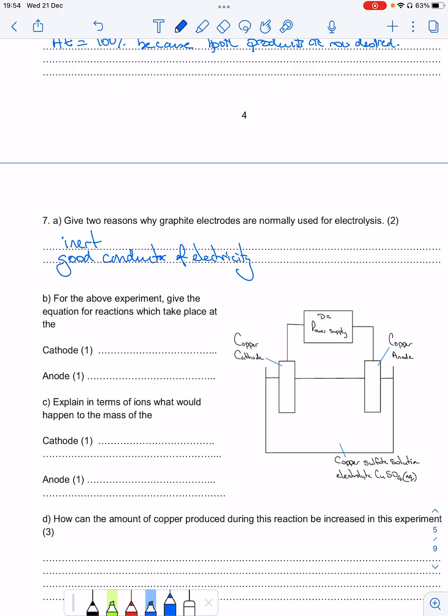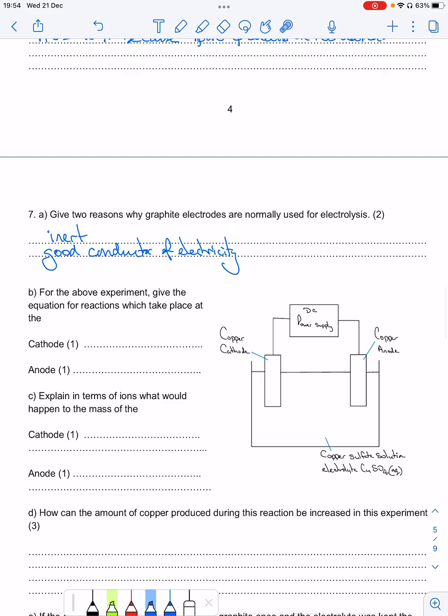Okay, from this experiment, give the reactions which take place. So if I look at what I've got going on here, I can see I've got copper sulfate in solution, and then my electrodes here are both made from copper. So they're going to take part in the reaction. Graphite don't take part, copper do take part. So this kind of doesn't really matter other than to know that there are going to be copper ions in solution. So where are those copper ions going to go? They're going to go to the cathode.